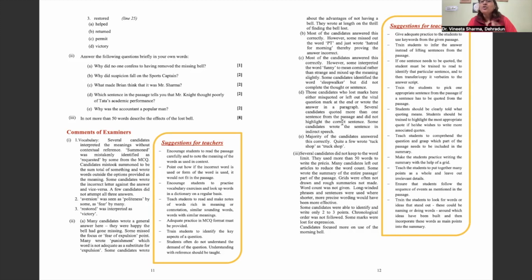So it means that you need to draw 2 grids. One is for rough, another one as fair. Okay, because rough summary is equally important. Don't skip it, please. Long-winded phrases, word count was not given. Long-winded phrases and sentences were used where shorter, more precise wording would have been more effective.